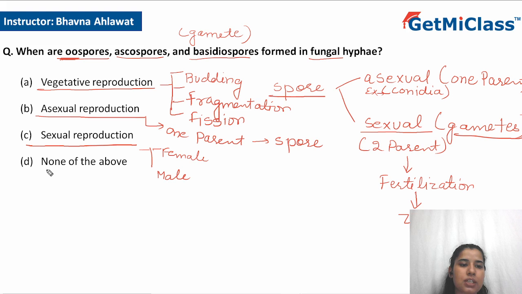And option D says that none of the above is correct. So out of all our options, since these spores were behaving like gametes in reproduction and giving rise to the next generation, and gamete formation is there in sexual reproduction, the most appropriate answer will be option C, that is sexual reproduction. Also, option C is the correct answer.